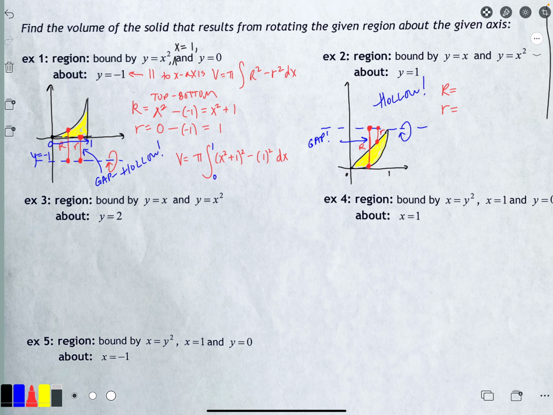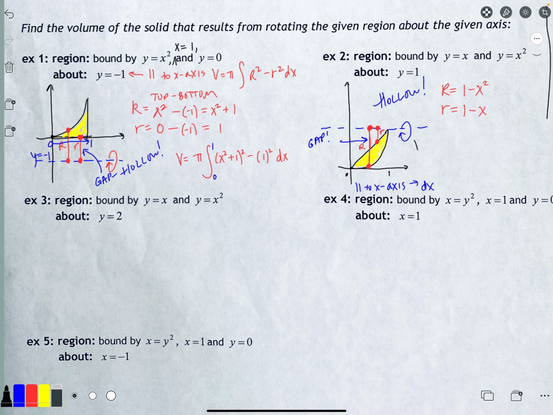Okay, so big R. Now everything, I'm going parallel to the x-axis. Okay, because it's parallel to the x-axis, everything is going to be in terms of x. So big R, on top it's touching the axis of revolution, which is 1, minus on bottom it's touching the parabola, so minus x squared. Little r, on top it's touching 1, on bottom it's touching x.